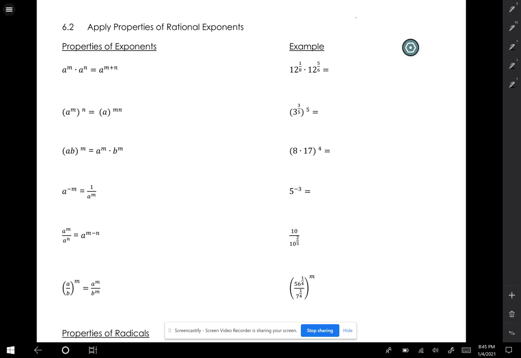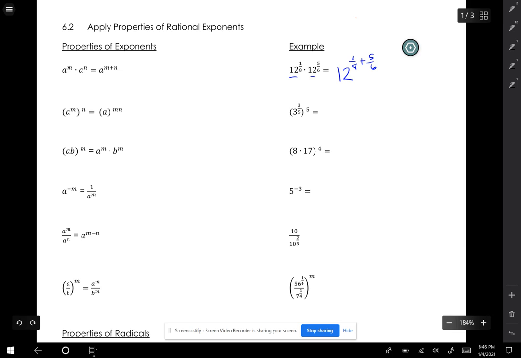For the first property, if you have two exponents you're multiplying together with the same base, you're going to add the exponents. So if you have a to the m times a to the n, you would add the m and the n together. Looking at the example we have here, 12 to the 1/8 times 12 to the 5/6. They both have a 12 for their base, so I'll have a 12 for my base. We would add those exponents, 1/8 plus 5/6.